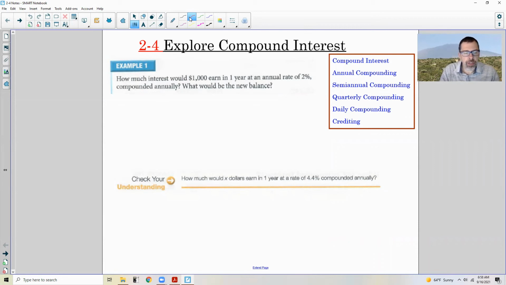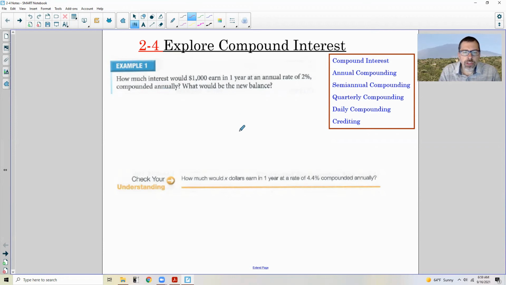And that's how retirement accounts work. So here we go, compound interest. It's interest on top of interest. Annual compounding means it takes the interest amount once a year. Semi-annual compounding is when we do it every 6 months, 2 times a year. Quarterly compounding is 4 times a year, therefore every 3 months. Daily compounding is pretty self-explanatory. There'd be 365 days of compounding interest and 366 on a leap year. And we'll get to crediting as well.